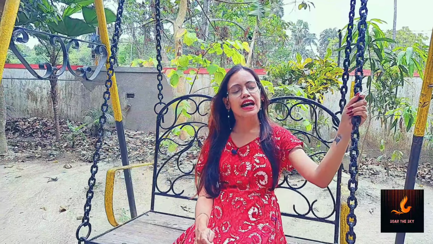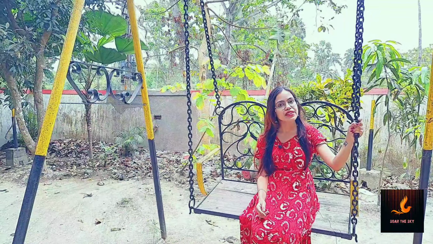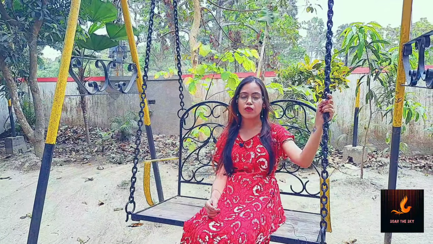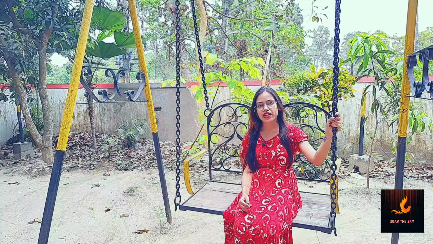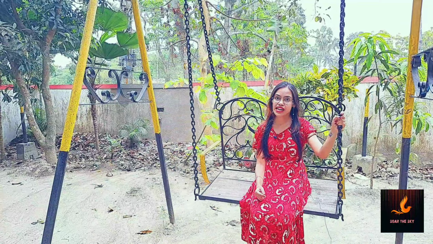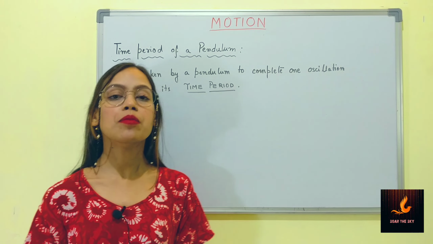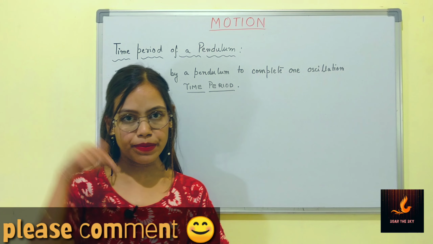So then he started experimenting with different types of pendulums, and from there he found out that the length of the string of the pendulum from which the bob is suspended is a very important factor in determining the time period of the pendulum. So if you want to know more about the great scientist Galileo Galilei, please comment below.